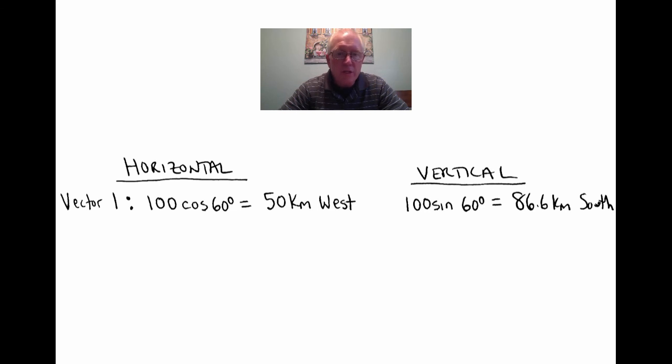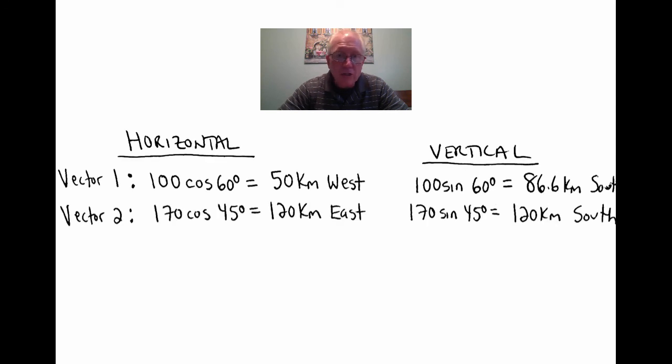All right, so the first thing that I did is I took that first vector. It's 100 kilometers at 60 degrees to the south of west. So the western component is going to be adjacent. I'll use the cosine. So in the western direction, that first vector is 50 kilometers. Similarly, in the vertical direction, the southern direction in this case, I'm going to use the sine because the southern component is opposite the angle. So the sine is the appropriate trigonometric function.